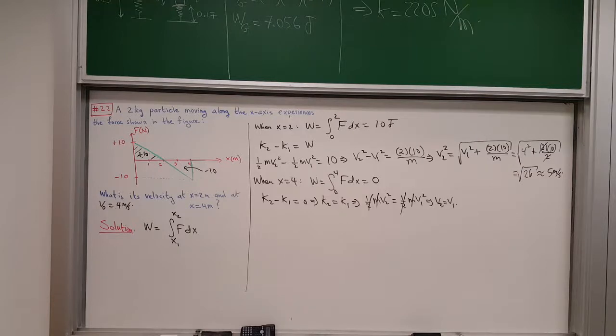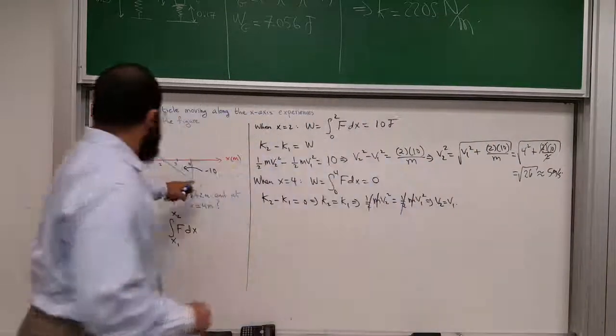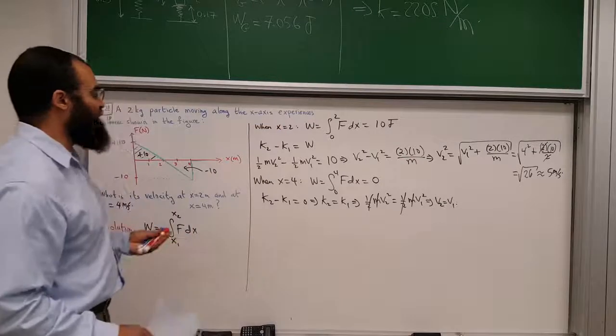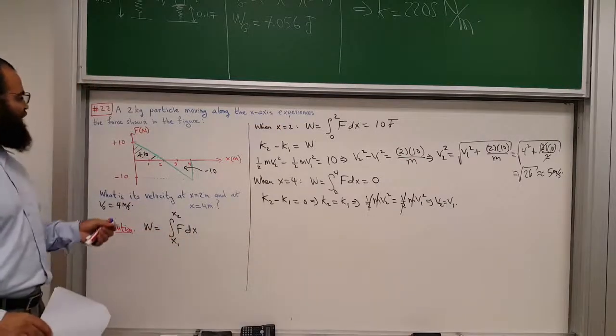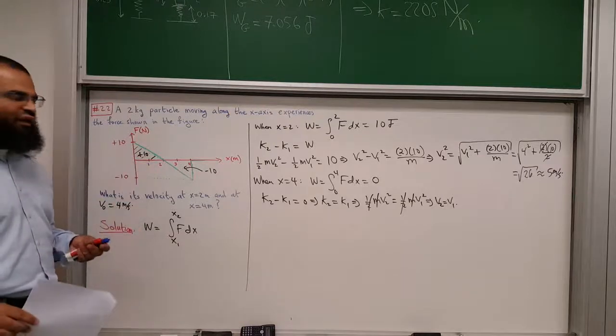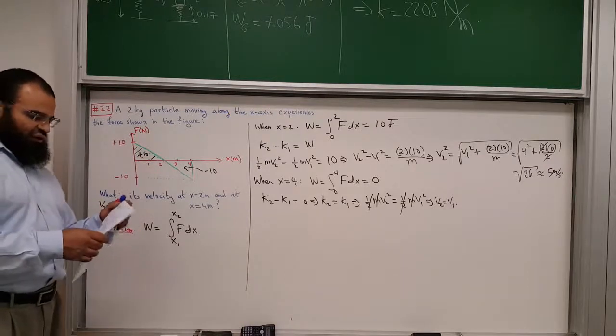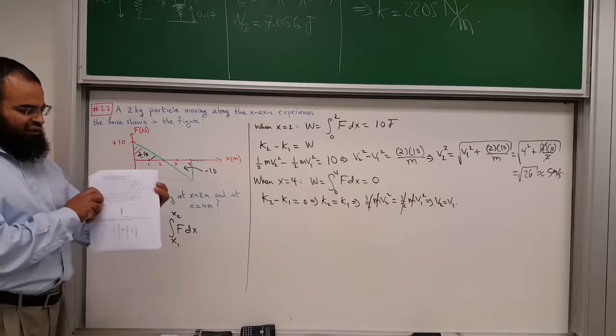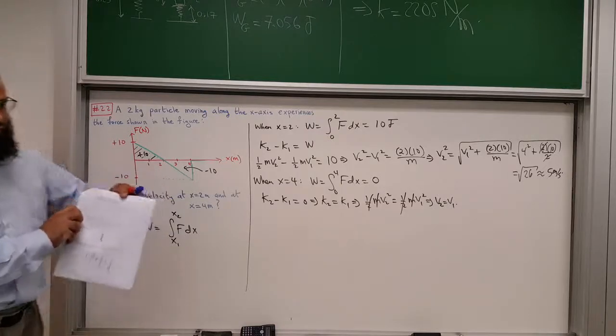In the solution, what they did is they actually found the equation of this line and then integrated it explicitly. Sure, you can do that, but you don't have to, because this is a line, so the areas are triangles and they're easy to compute. So what they did was this, and there was a typo here.